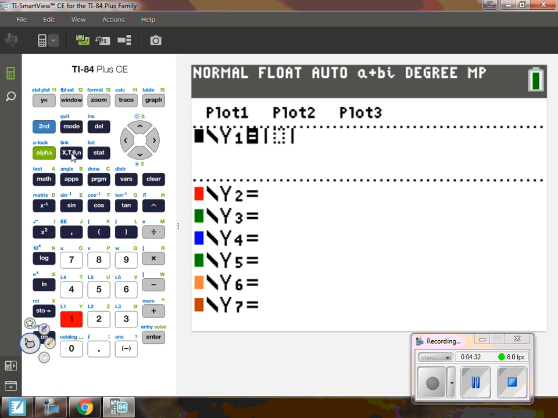Go ahead and hit the X button, arrow out to the right. Now enter subtract 3. All right? If you have a standard window using Zoom 6, you can just hit graph. If the last thing you did was on a standard window, you don't have to hit Zoom 6 again. You could just hit graph.